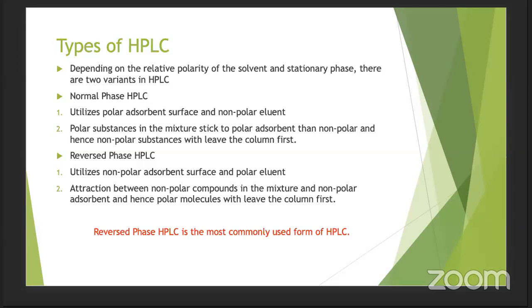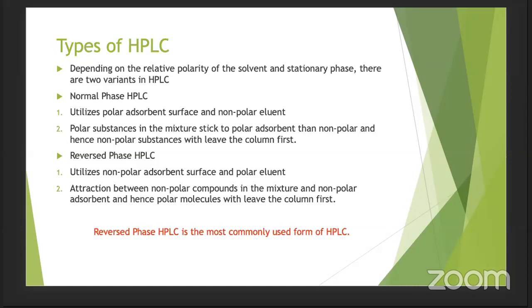Now, in normal phase, polar substances in the mixture stick to the polar absorbent, and hence non-polar substances will leave the column first. So basically the polar absorbent sticks to the polar substances that are present in the mixture that you want to separate out, and the non-polar, since it does not stick to the matrix or the stationary phase, moves out first from the column and gets separated first.